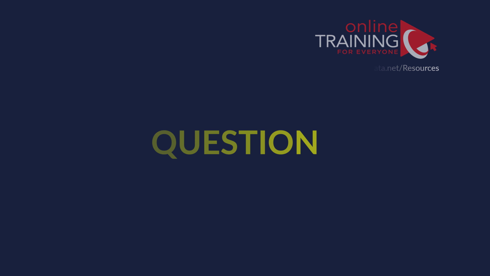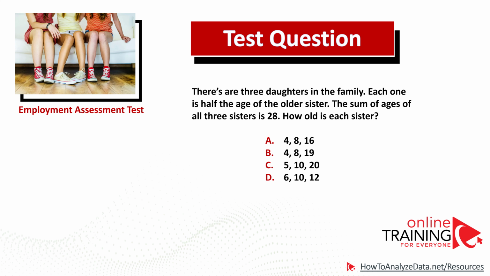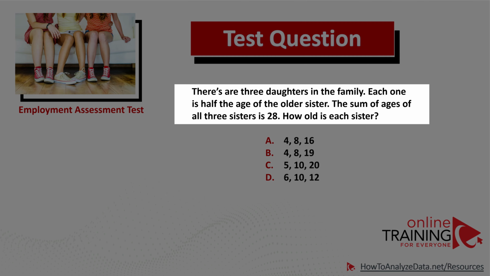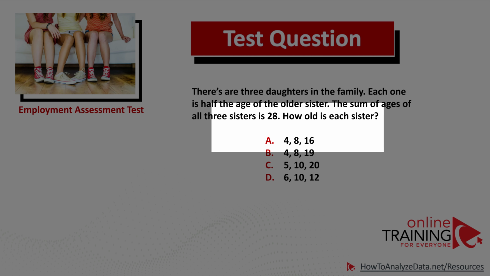Let's look at the interesting problem which you might frequently see on the test. There are 3 daughters in a family. Each one is half the age of the older sister. The sum of ages of all 3 sisters is 28. How old is each sister? And you have 4 different choices.